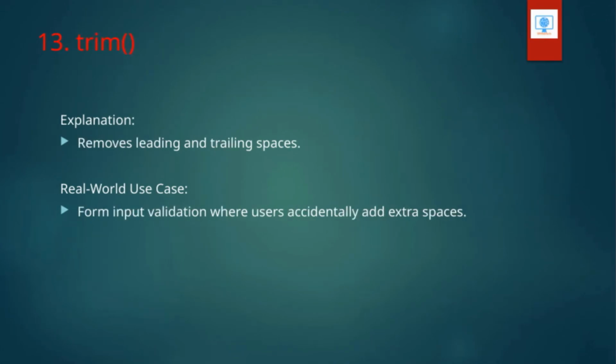All right, let's talk about the trim method. This function is really handy when you need to remove unwanted spaces from the beginning and the end of a string. Imagine someone accidentally adds extra spaces before or after their input. Trim takes care of that quickly. A common real-world example is form input validation, where users might accidentally include extra spaces, and we want to clean that up before processing. By using trim, we ensure that the data is neat and consistent, which helps avoid errors down the line. So, in the context of our overall discussion, trim is a simple but essential tool to ensure data quality and improve user experience.